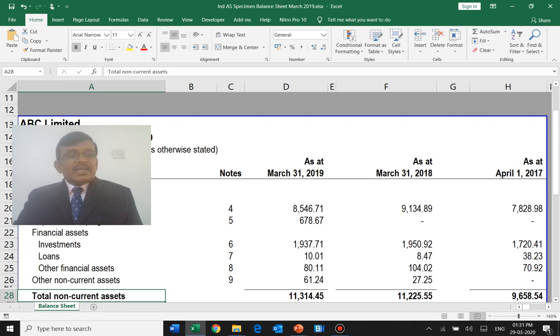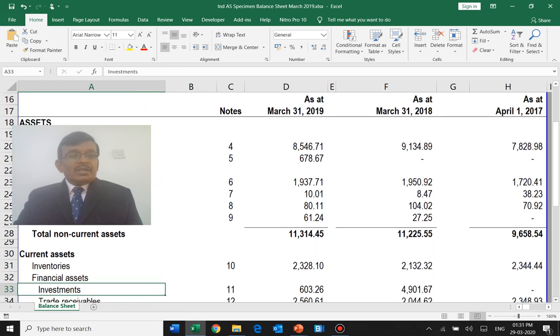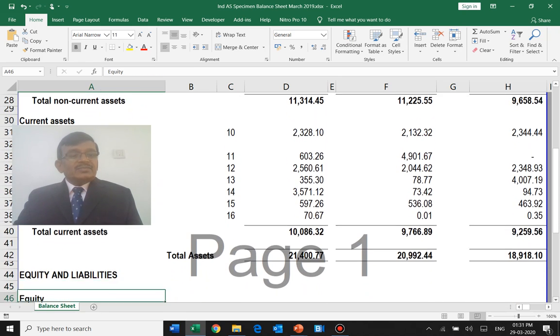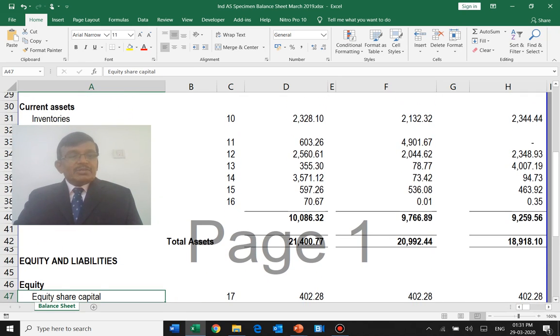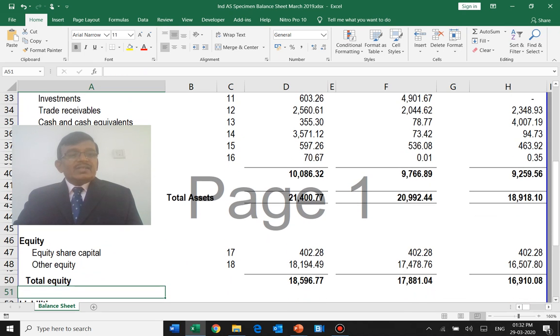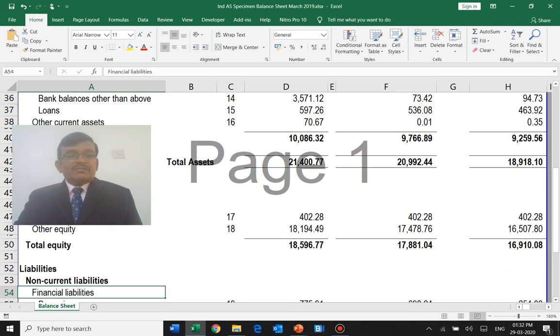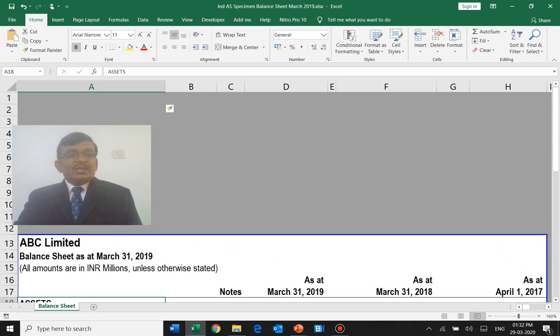And the second thing which we have seen in the balance sheet is that assets come first, and the equity and liabilities come next. Equity, we are going to show as equity share capital and other equity. And there is something called financial instruments, which we have seen, which can be a financial liability or a financial asset. So with that overall understanding of the balance sheet, I think you might have understood how it is structured and how it flows into the balance sheet as per Ind AS.